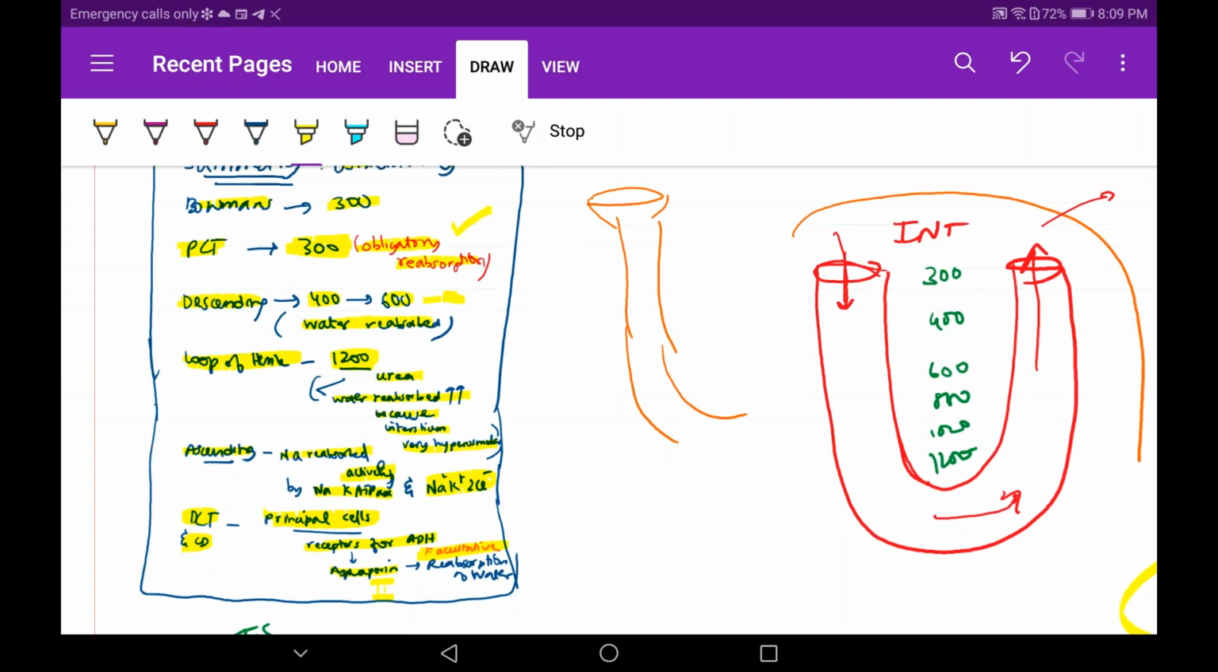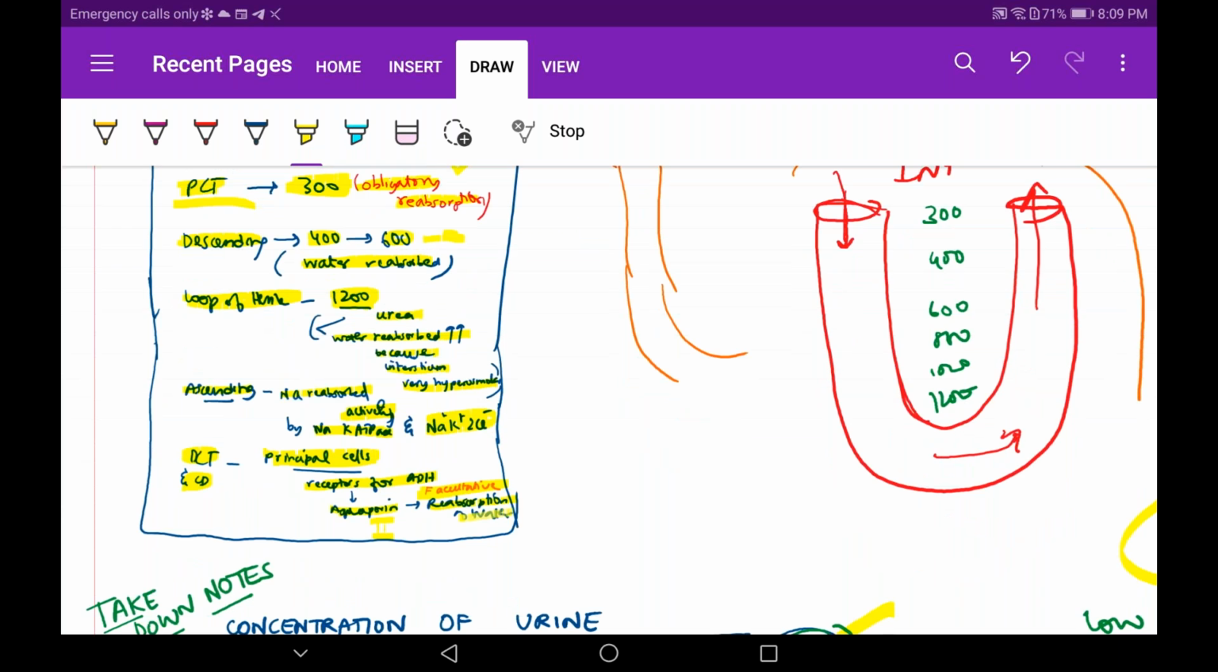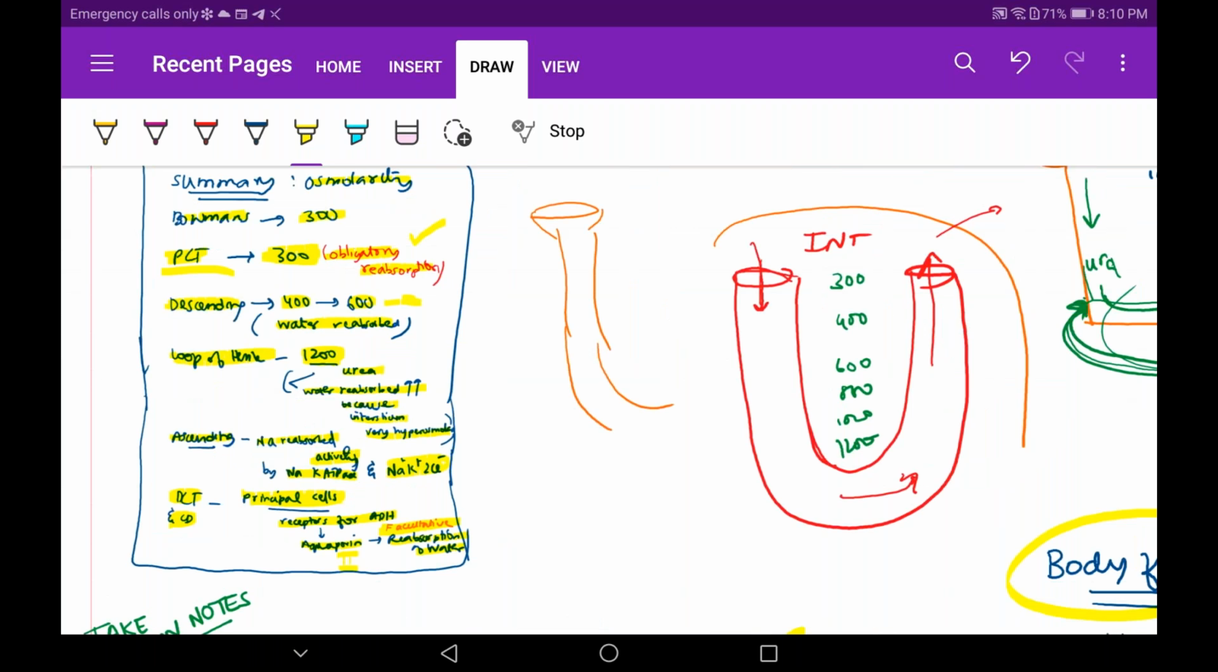Now please help me out with this and tell me, have you understood? Yes or no? Are you satisfied? Just put, are you satisfied or not?